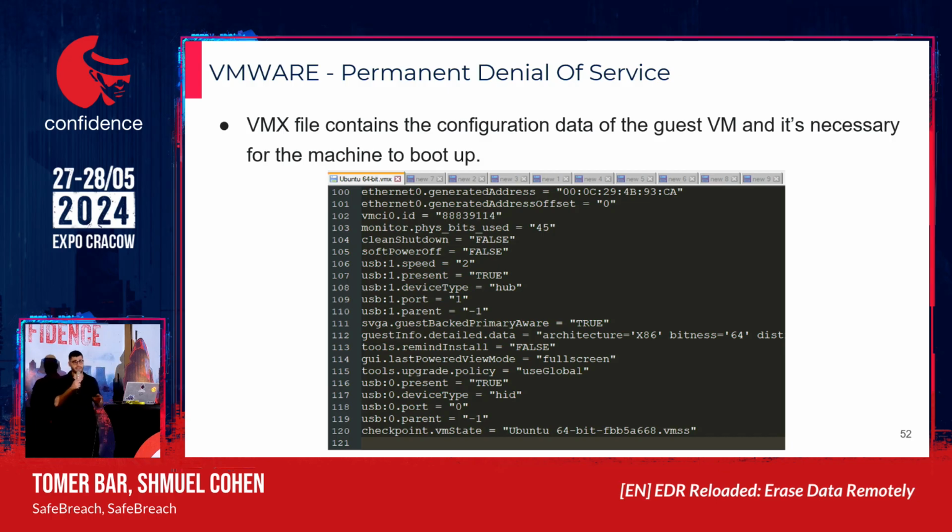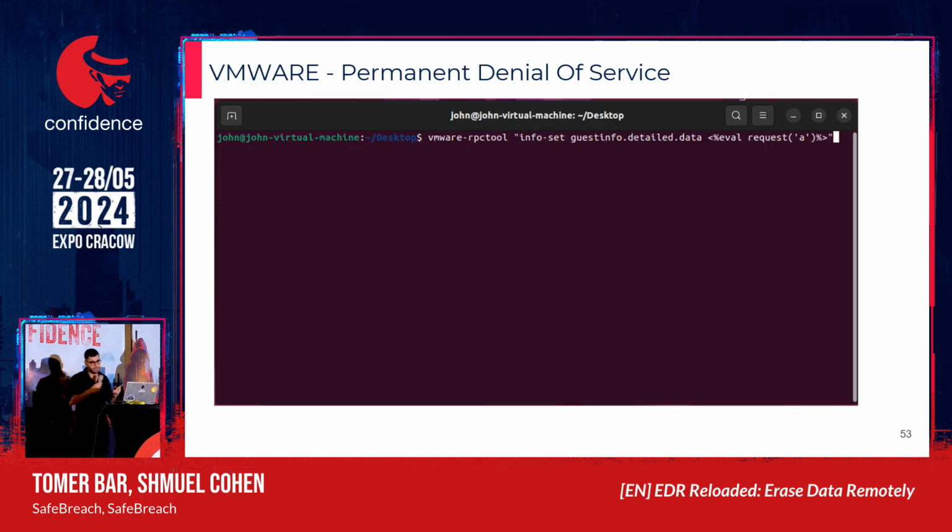We wanted to check if the guest machine can write data to this file in order to implant a malicious string into it. This file is presented on the host machine. So we need a way to write data to this file from the guest machine. We searched for communication originating from the guest machine to the host, and after digging a little bit, we found that VMware Tools provides a tool called RPC tool that allows you to communicate with the host machine.